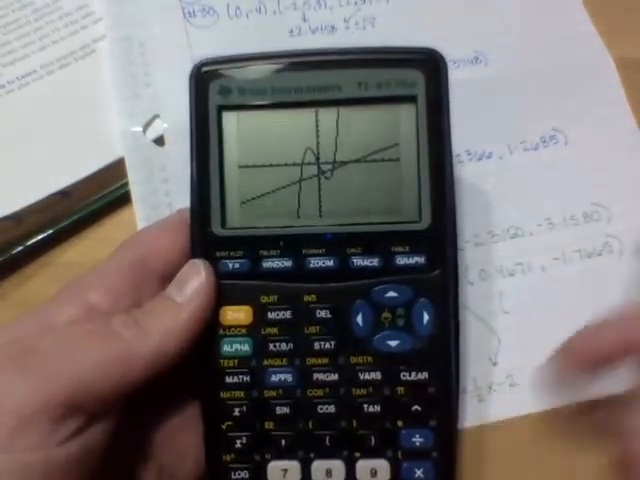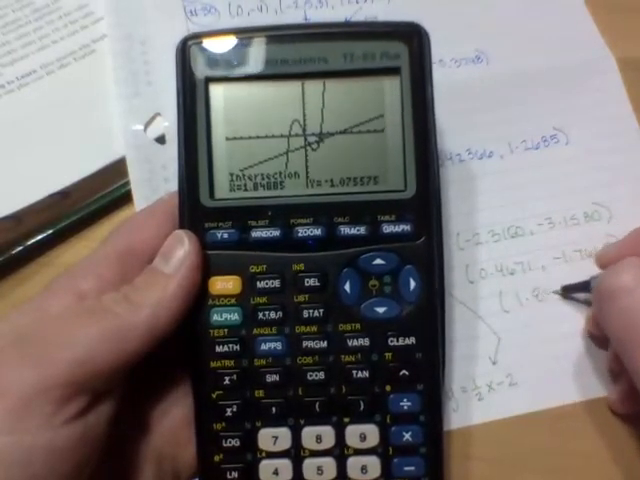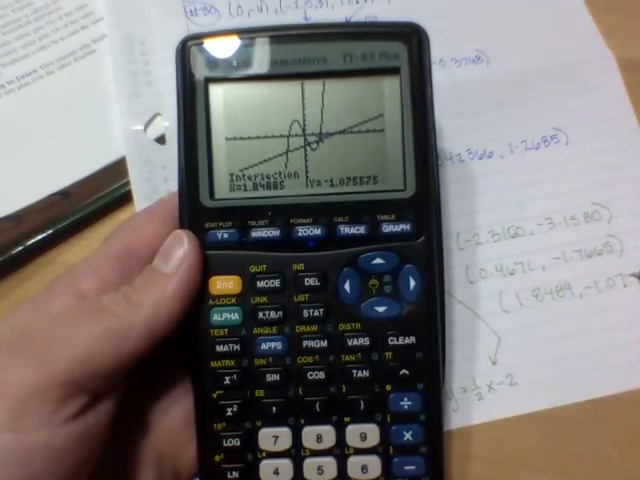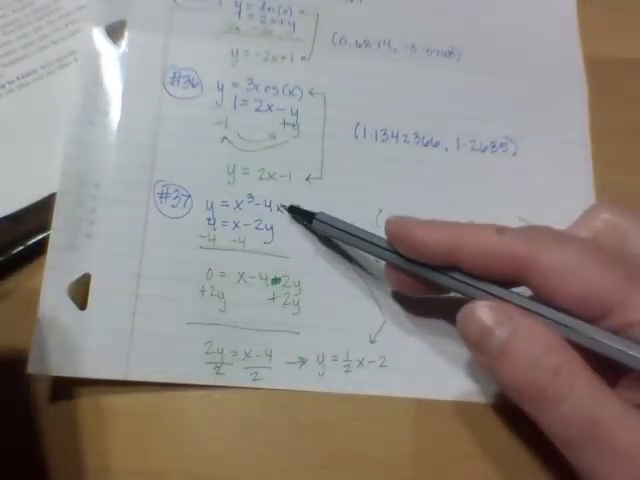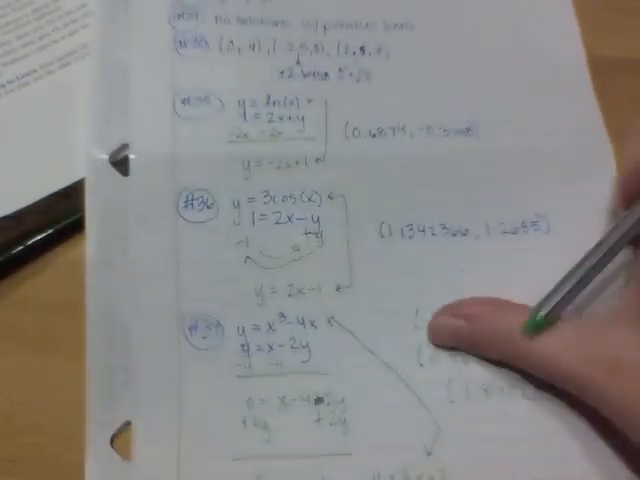And then the last point, again, calculating the intersection, first curve, second curve, but then going on that place to this intersection point. You have 1.8489 and negative 1.0756. Those are all the 3 coordinates of where this cubic hits that linear. All right, well, that was exciting.